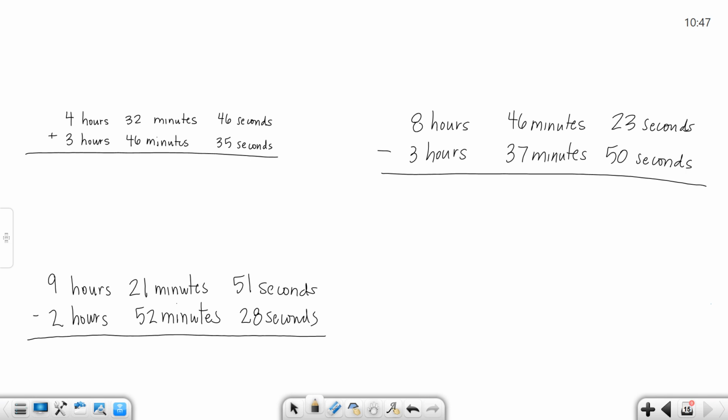So we have one adding and two subtracting ones. Okay, so let's talk about the adding one first. It's a little easier. So I'm going to start on my seconds column and I'm going to add them. So 6 plus 5 would give me 11. Carry the 1. 4 plus 1 is 5. 5 plus 3 is 8, so I have 81 seconds.